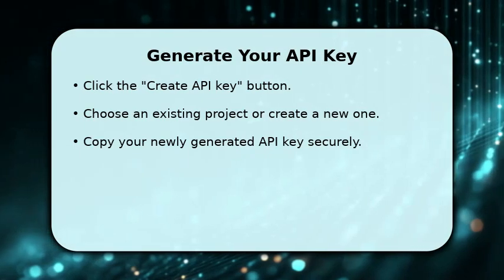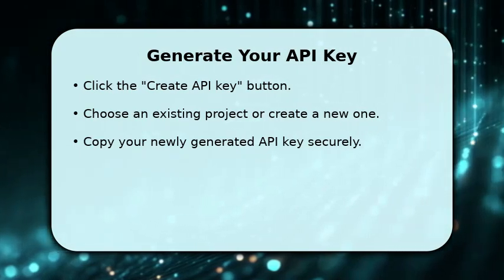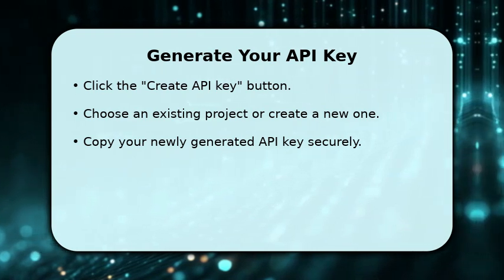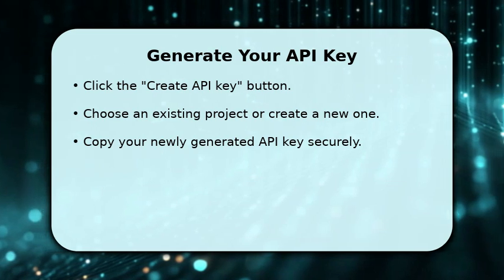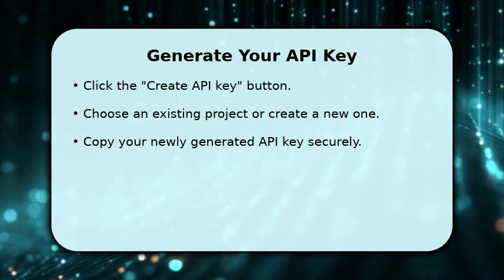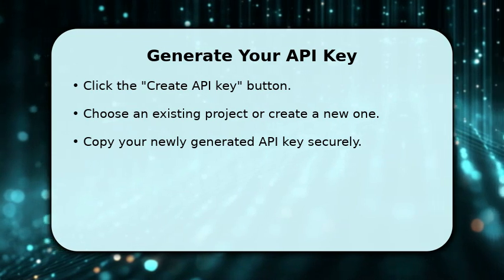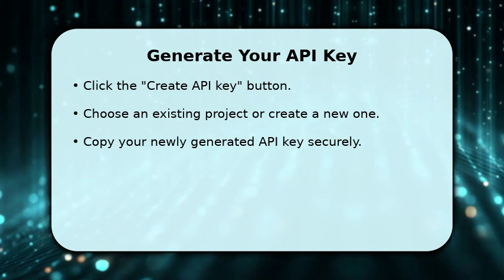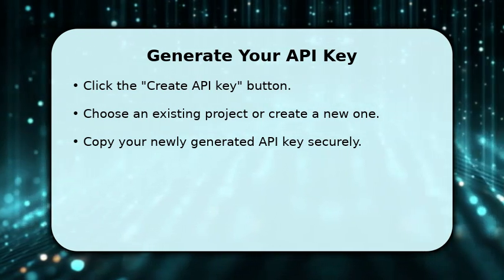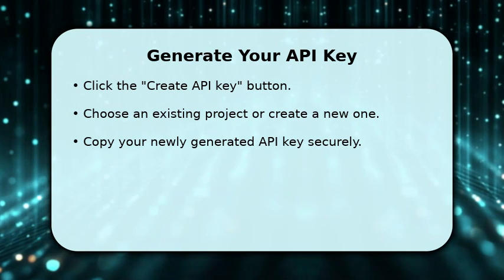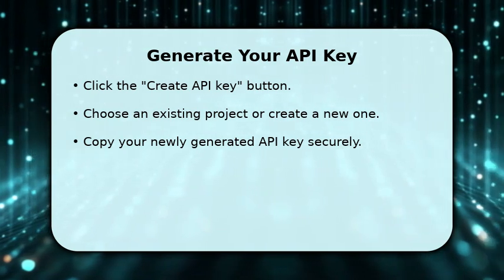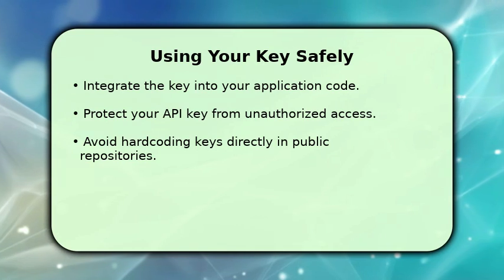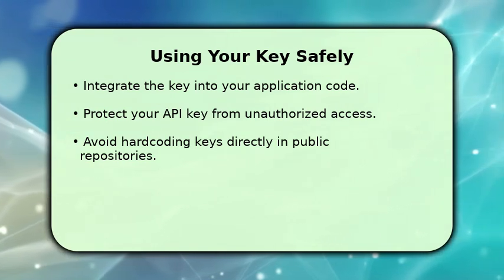Now, let's generate your key. On the API Key page, you will see a prominent button labeled Create API Key. Clicking this will prompt you to either select an existing Google Cloud project or create a brand new one for your API usage. After making your selection, your unique API key will be instantly generated and displayed. It is absolutely vital to copy this key immediately and store it in a secure location, as it will not be shown again.